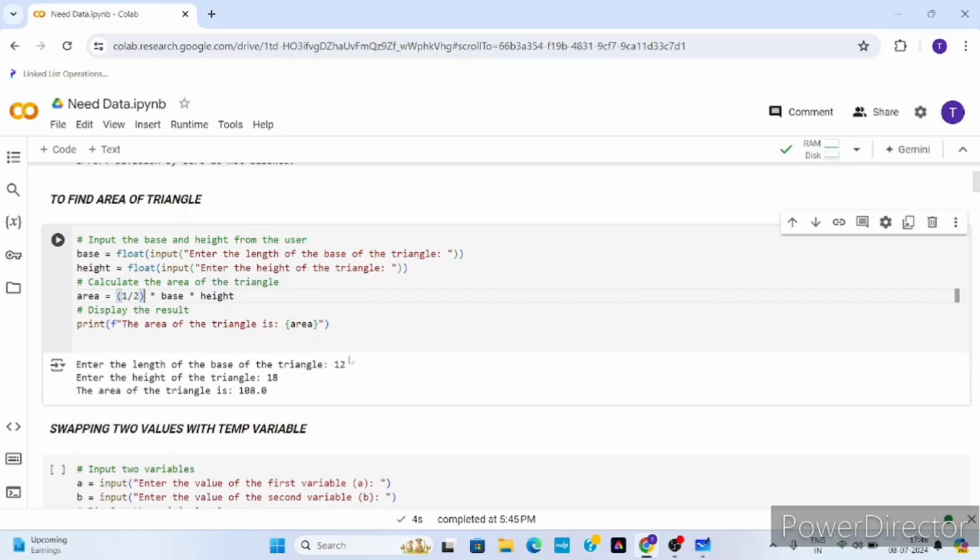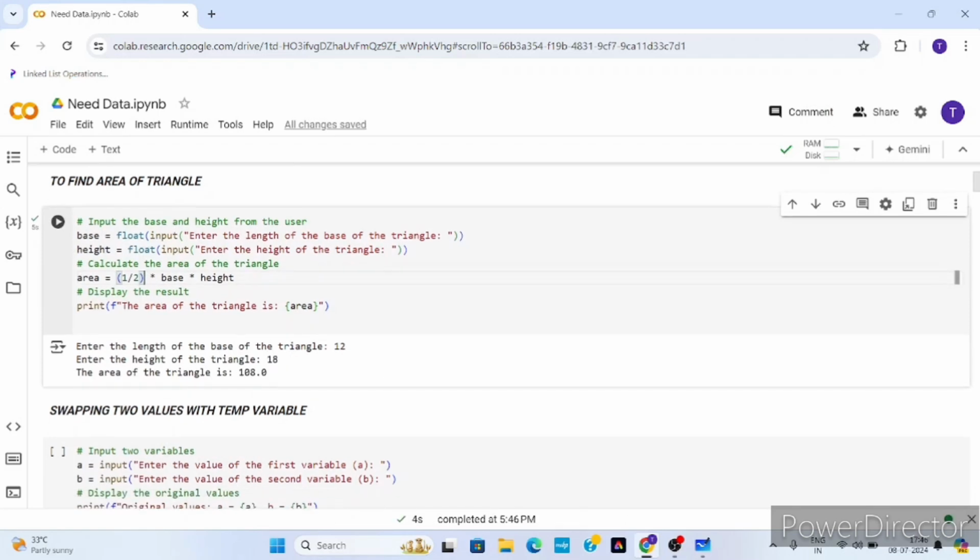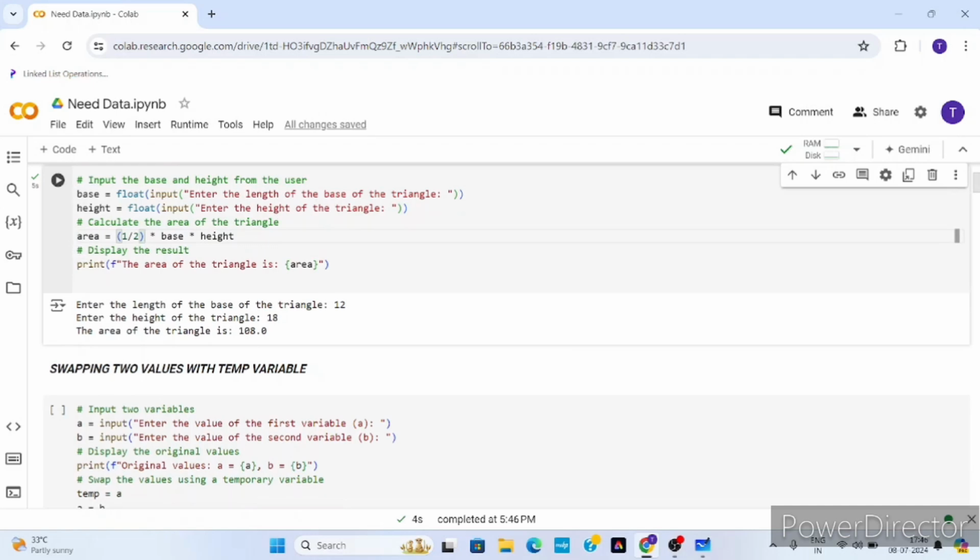Like I am going to give the base as 12, and the height as 18, and it will be 108. Let's also check for this 1 by 2. 12 and 18. Same 108. Because 1 by 2 is also equal to 0.5. Okay. So yeah.